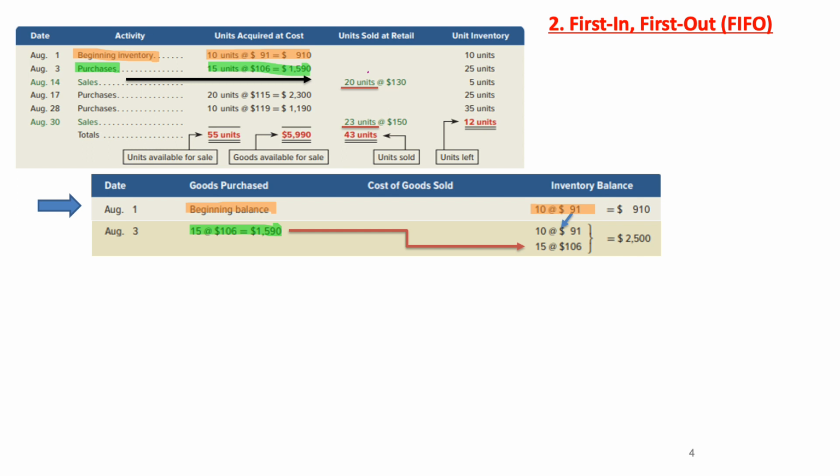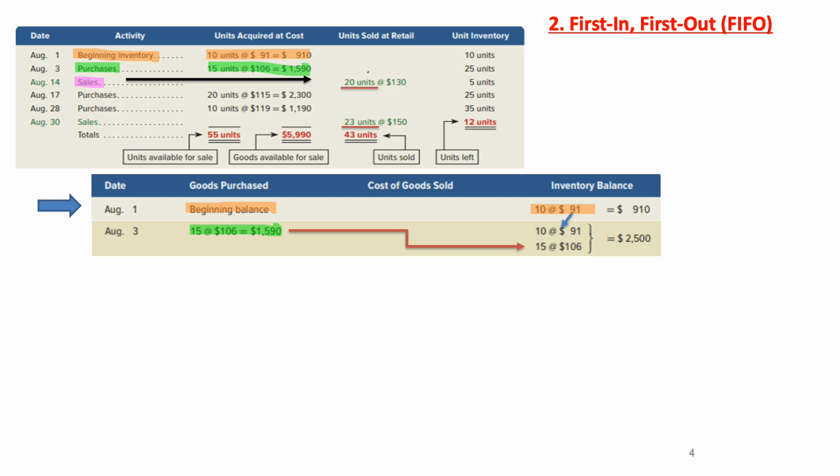Remember, you should not only give me a total, but you should also tell me what the units available in the inventory are. Now let's see August 14. What happened on August 14? On August 14, the company did some sales.